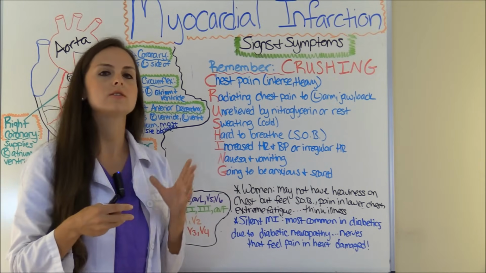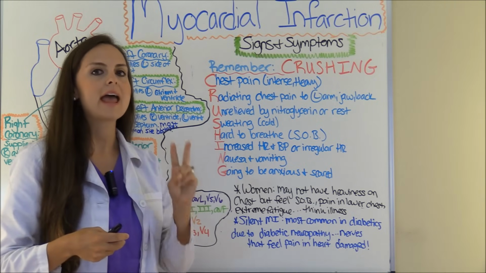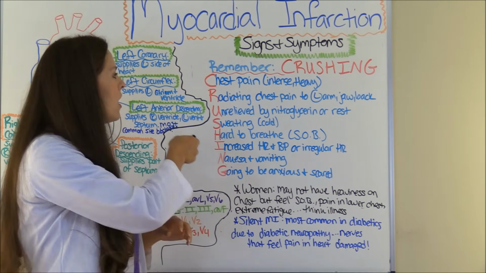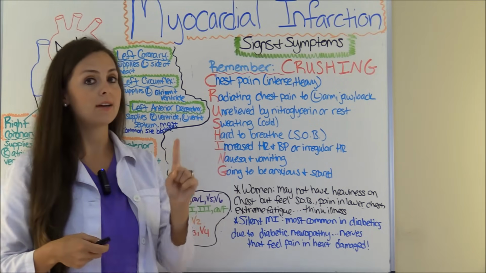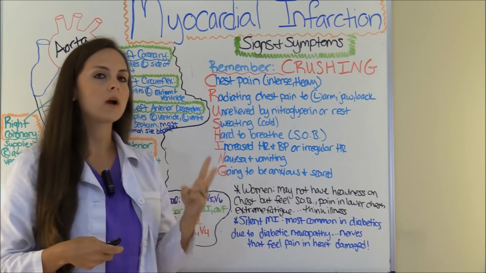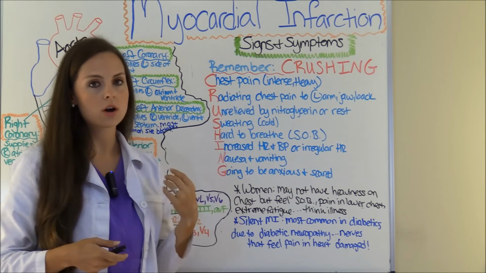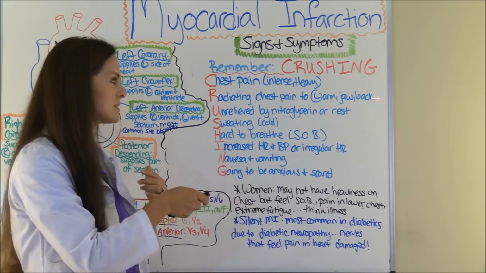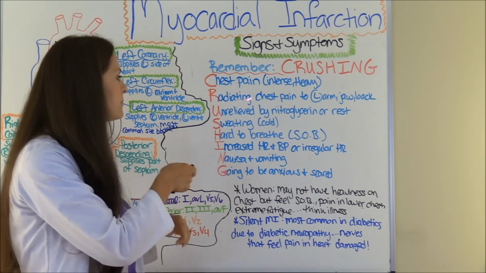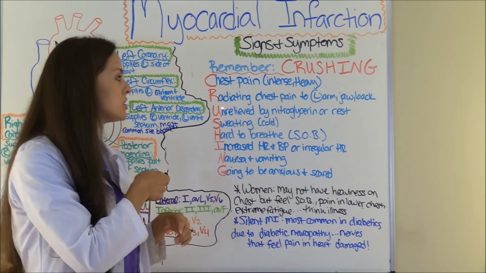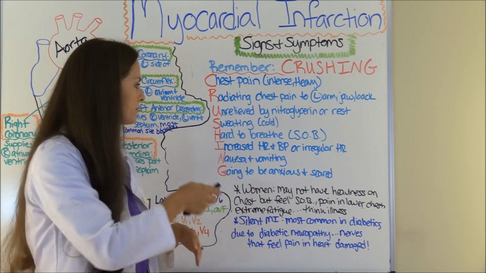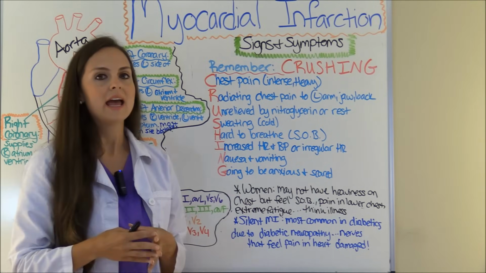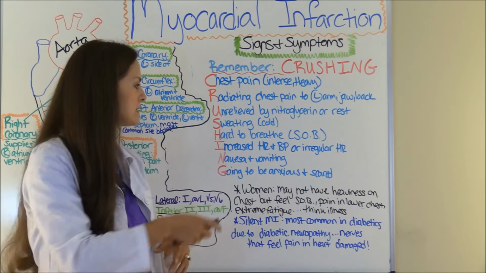This chest pain will be described as intense and heavy, very severe. R for radiating chest pain. This chest pain will not only be heavy and intense, but it will radiate to the left arm, the jaw, or the back. That's a telltale sign if they tell you it's radiating. U, the chest pain is unrelieved by nitroglycerin or resting. S, sweating. It will be a cold sweat.